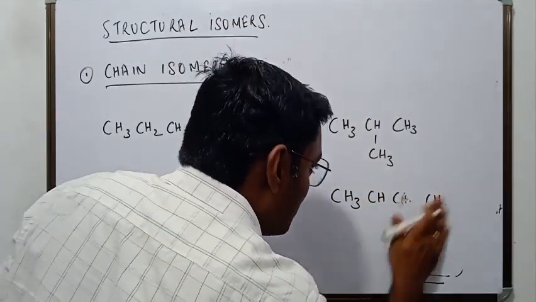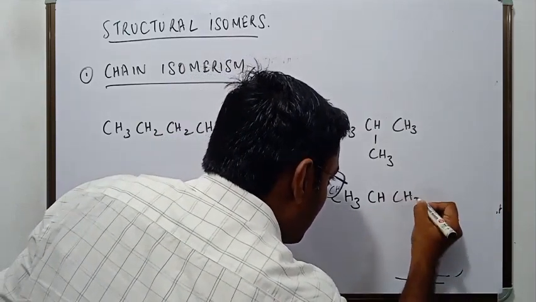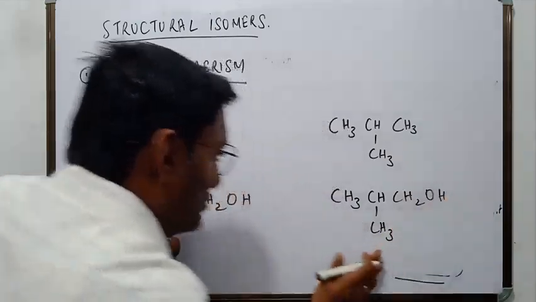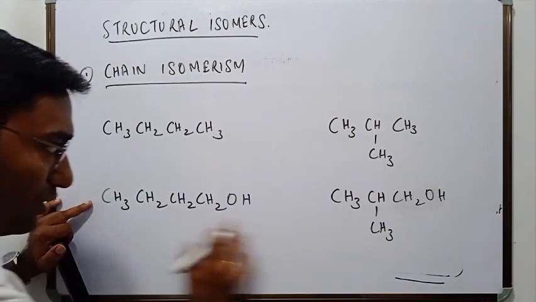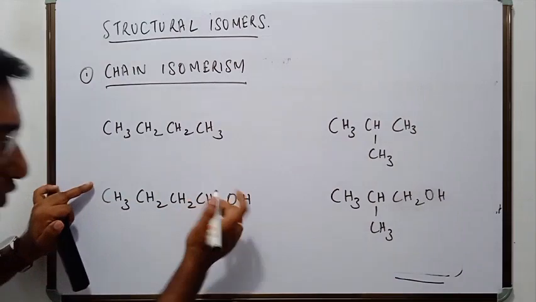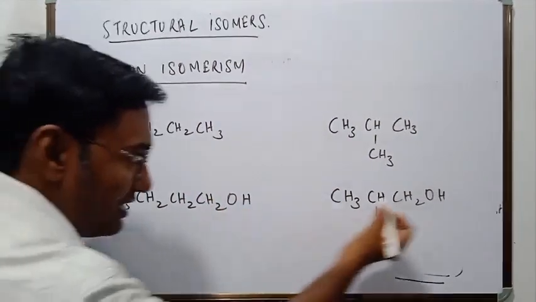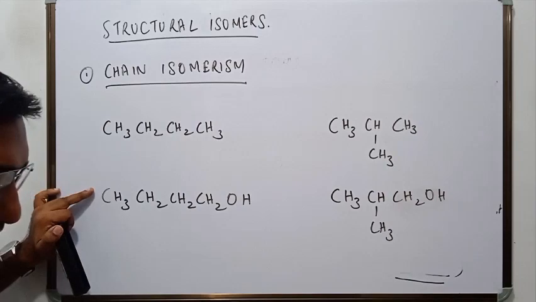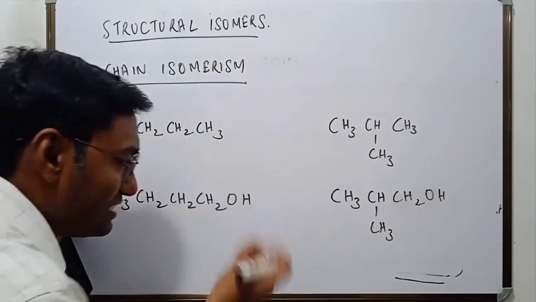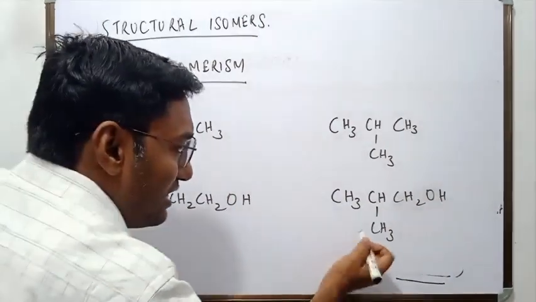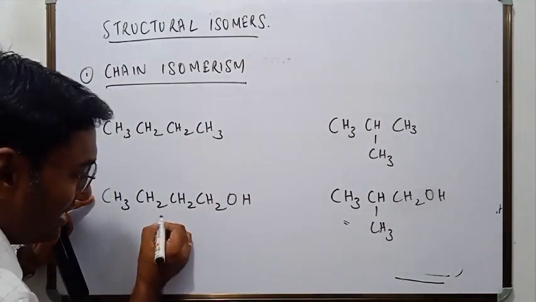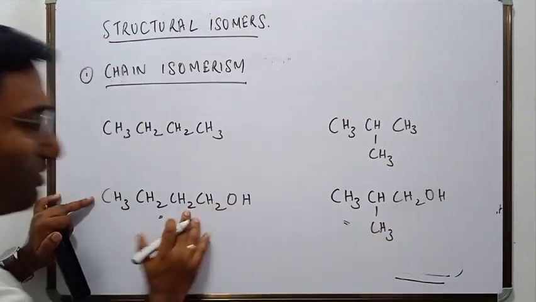This is isobutyl alcohol. This is n-butyl alcohol. This is isobutyl alcohol. Their molecular formula is the same. OH is attached to the first carbon atom here, and here also OH is attached to the first carbon atom. So that is the same for both. What is the difference? The difference is that the carbon chain is different. It is a branched chain here and a straight chain here. So that makes them chain isomers of each other.